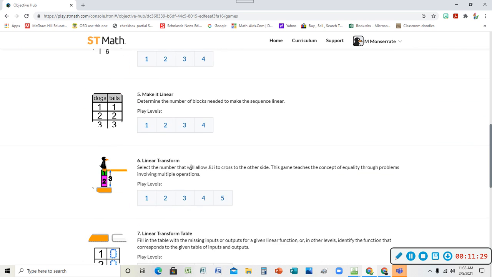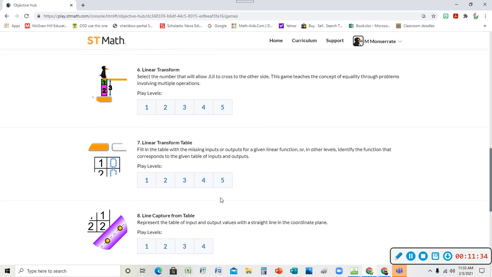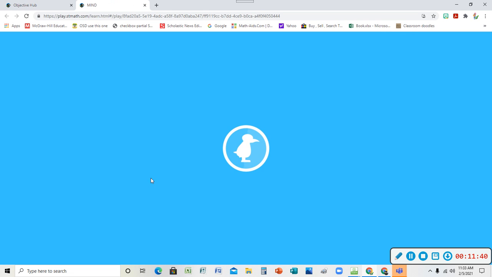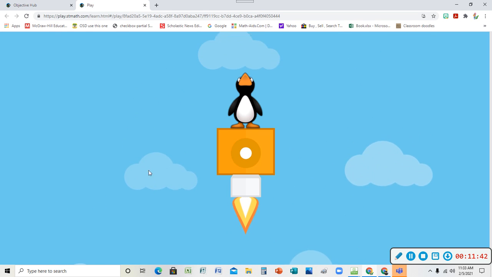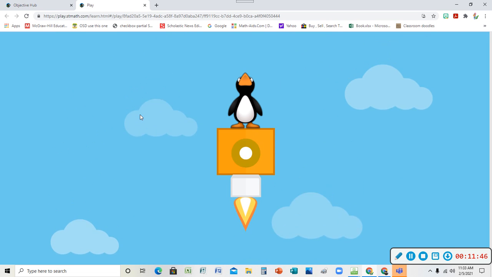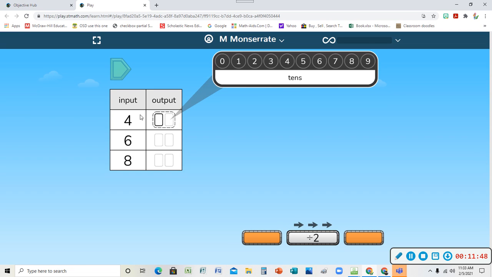Let's see, linear transform table. That's where you are, level 5 already. So I'm going to go to the next, because now you should go to the next level. It would be this one. But I think I let you guys play out of order, so maybe this isn't the next way you're going. But I'll just show you one from the next one so you can see what it looks like.